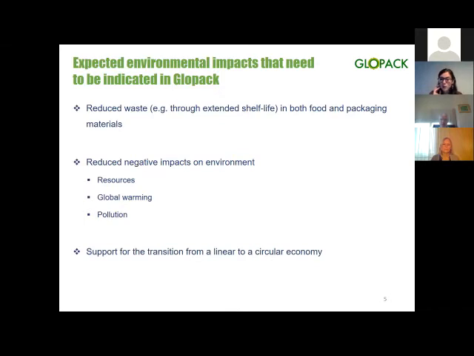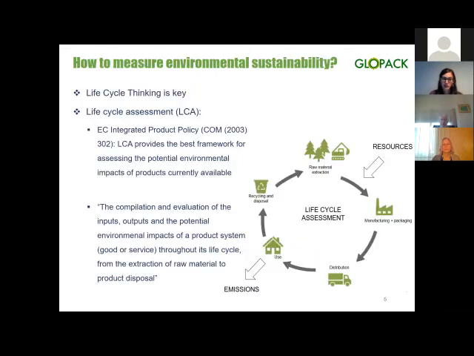Next to that, we would also like to know the change in impacts on the environment by using this GLOPACK packaging material, in terms of resources, global warming, and pollution in all kinds of aspects. And this packaging material should also support the transition from a linear to a circular economy. So these are the things that should be captured in this environmental sustainability assessment.